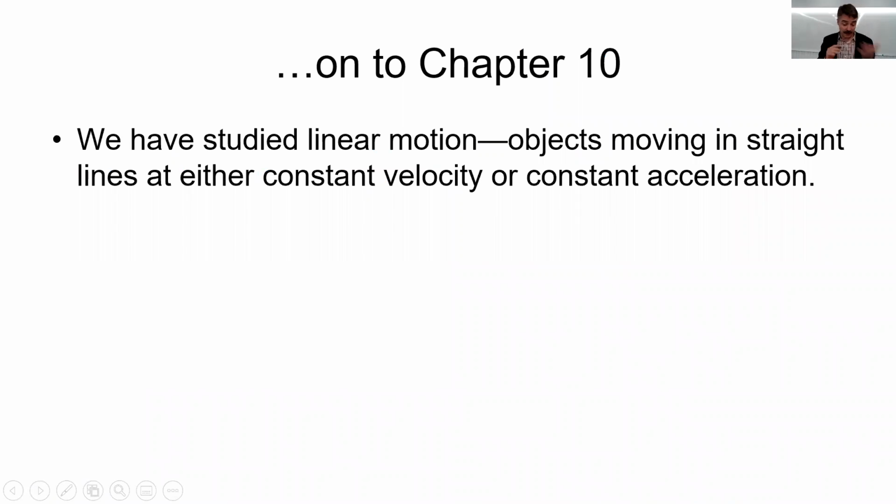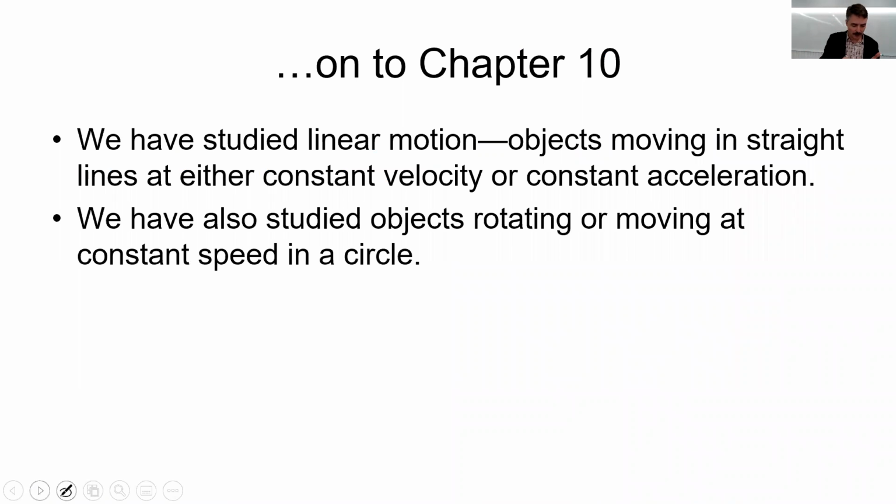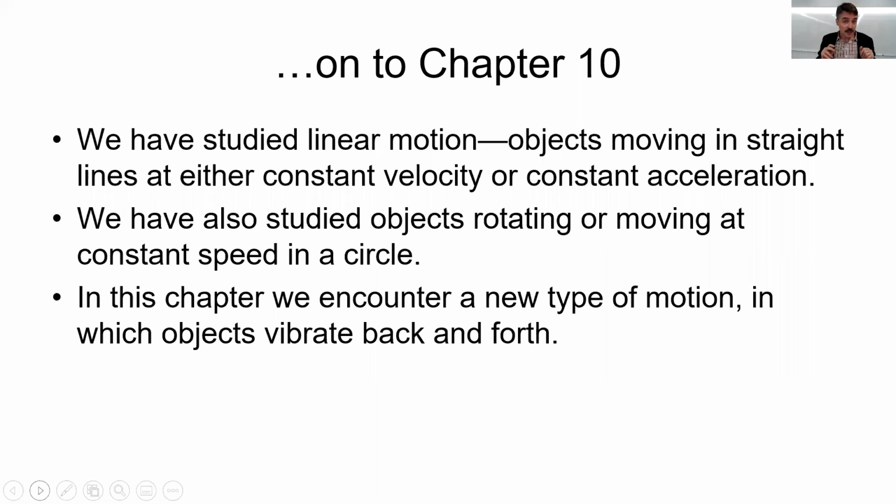So we've been studying linear motion, objects that move in a straight line at either constant velocity or constant acceleration. We've also studied objects that are rotating or moving at a constant speed in a circle. In this chapter, we're encountering a new type of motion in which an object vibrates back and forth.